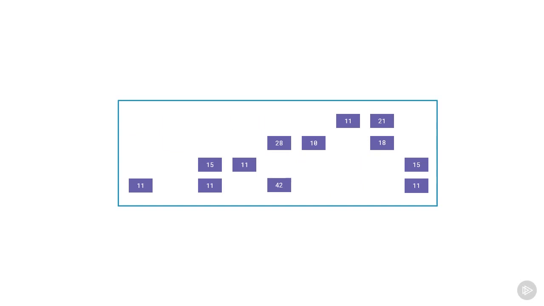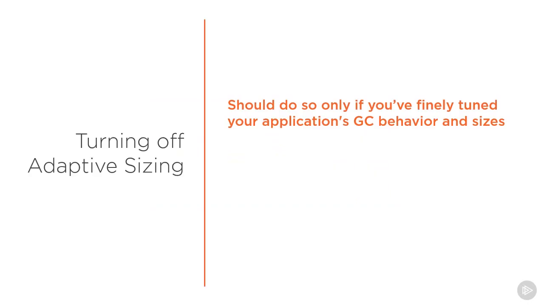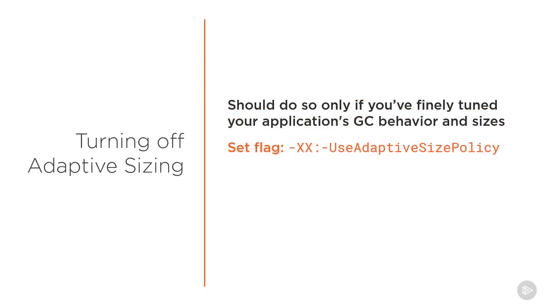And if the memory pressure is low, the JVM can also decide to reduce pause times by shrinking the heap size. This process is known as adaptive sizing, and it adjusts not only the overall size of the heap, but also the size and ratio of the young and old generations. If you've taken time to finely tune your application's GC behavior and sizes, you may choose to turn off adaptive sizing. This can save the JVM the small period of time that it takes to do the calculation for what the heap size should be. You can do so by setting the flag UseAdaptiveSizePolicy to false.